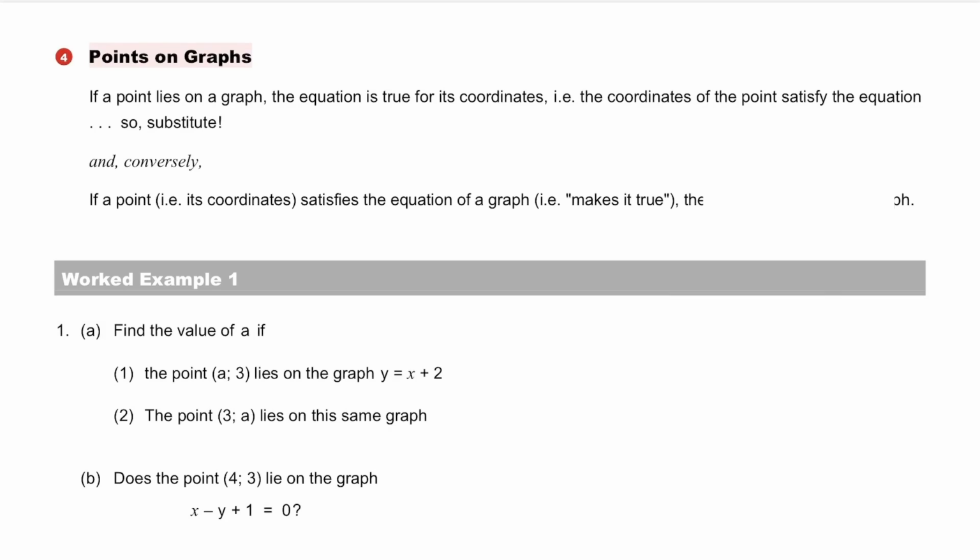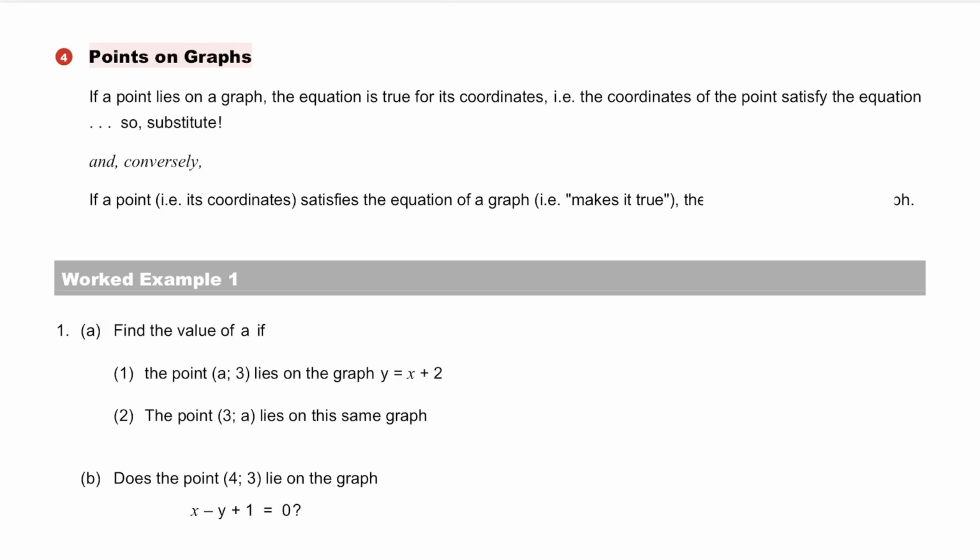So, in considering points on graphs, it follows that if a point lies on a graph, the equation is true for its coordinates, i.e. the coordinates of the point satisfy the equation, so we substitute. And conversely, if a point, i.e. its coordinates, satisfy the equation of a graph, i.e. makes it true, then that point does lie on the graph.